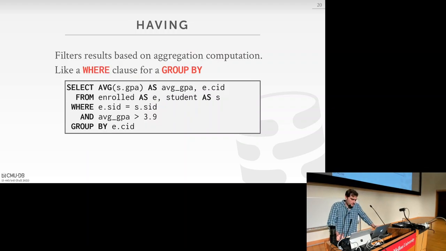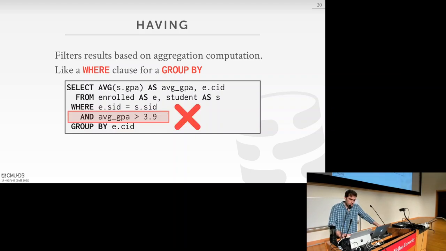Okay, the having clause. The having clause is going to filter results based on some kind of aggregation computation. So you can think about it as sort of a where clause for a group by. In this query that I have up here, again, we're getting the average GPA per course. And what we want to do, if you look down here, is filter it by the average GPA greater than 3.9. So we want to get all of the courses that have an average student GPA greater than 3.9.